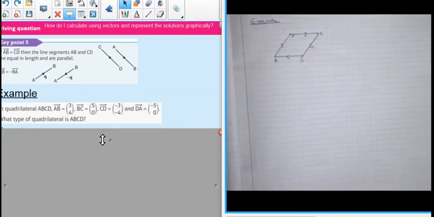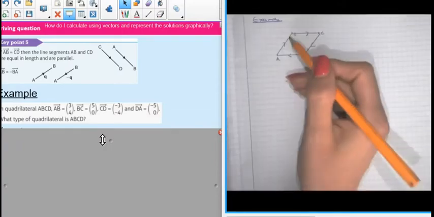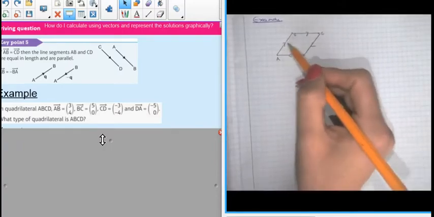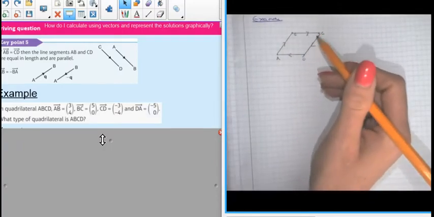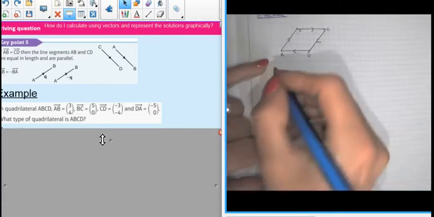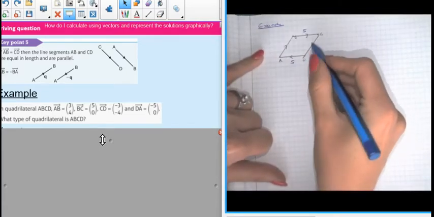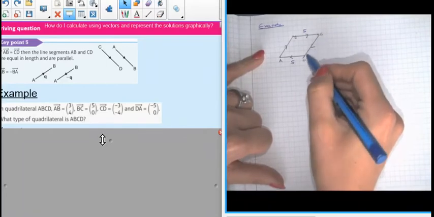What type of quadrilateral is ABCD? Well, we can see that there are two pairs of parallel lines, here and here. So that means it's either a parallelogram or a rhombus. And the difference between a parallelogram and a rhombus is that a rhombus has all sides the same length. So I can see here that this side length is 5 and this side length is 5. I can't tell this side length, but it looks quite similar.